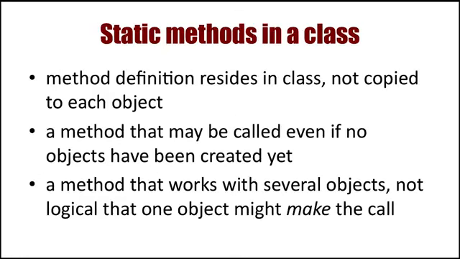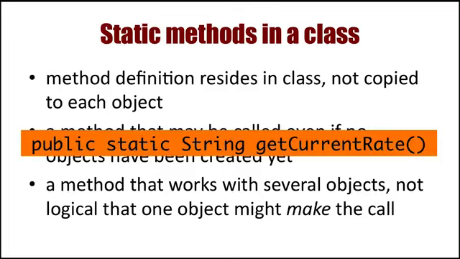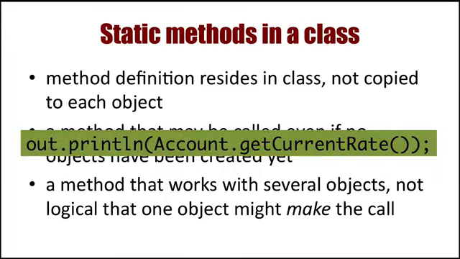Finally, we might find it optimal to create static methods in our class. These method definitions would reside in the class, not copied to each object. We might create a static method if the method could possibly be called even if no objects had been created by client programs yet. Perhaps we want to see the current interest rate for all accounts. Calling the method requires that we use the class name.